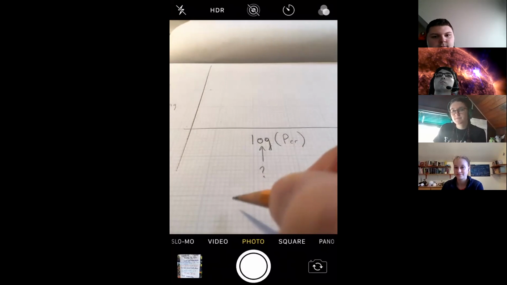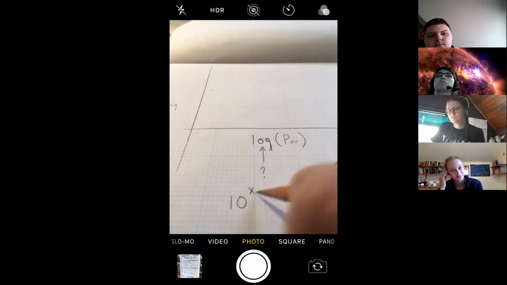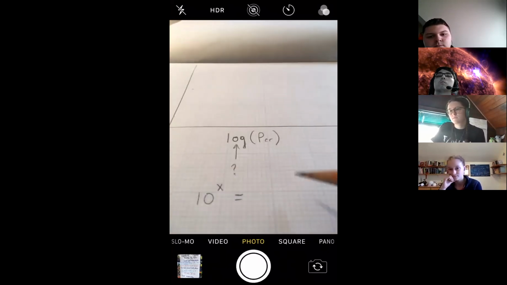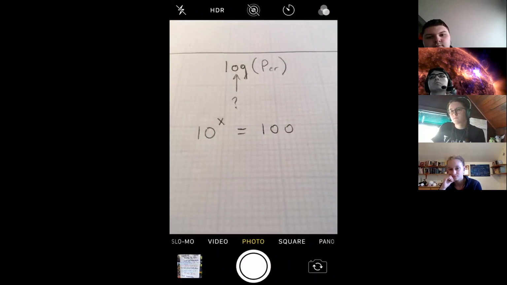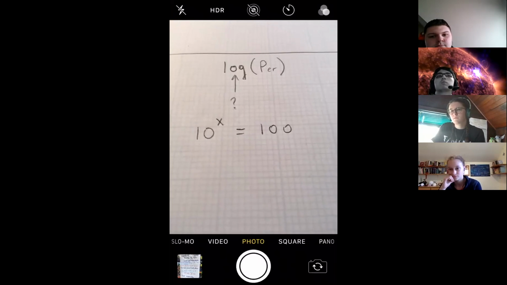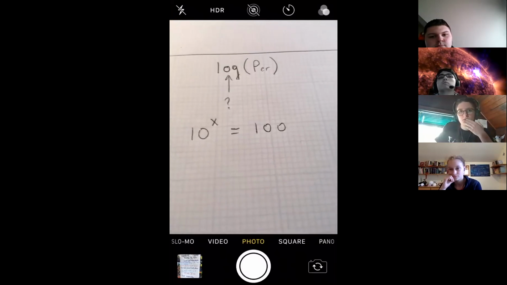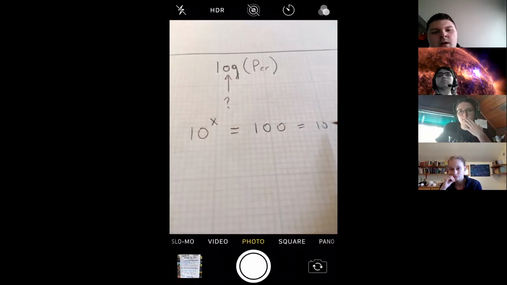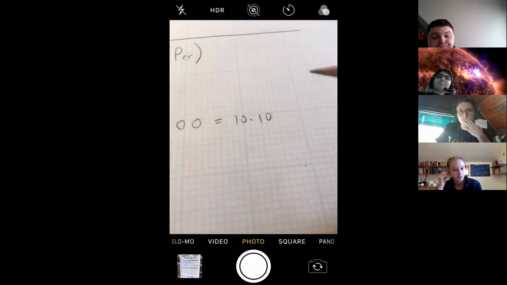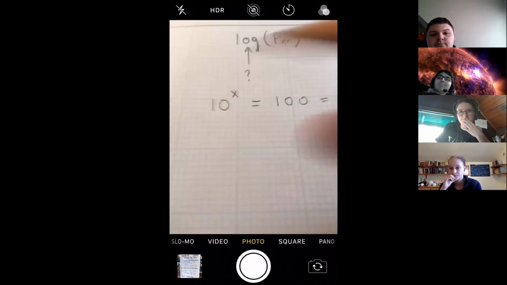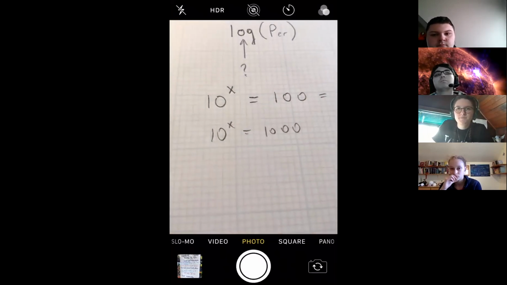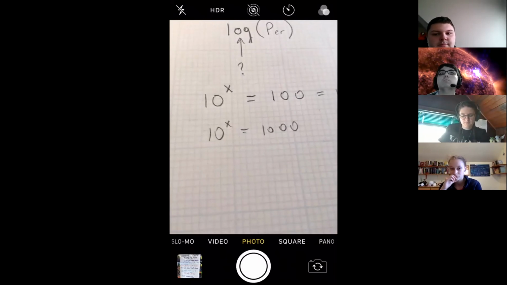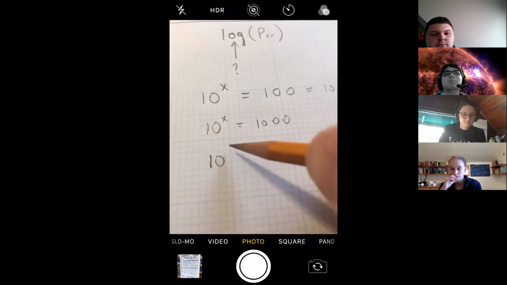Log is designed to answer the question 10 to the power of x equals something, like 100. Let's see if you guys understand this. Do you guys know what the answer to x is there? 2. Because 10 squared is 100, right? Yes. Okay, what if I did this? 10 to the x equals 1,000. What's x then? 3. Exactly.